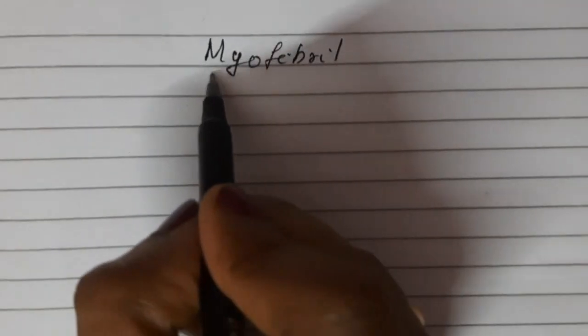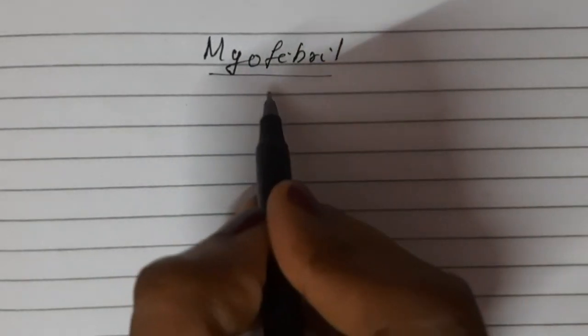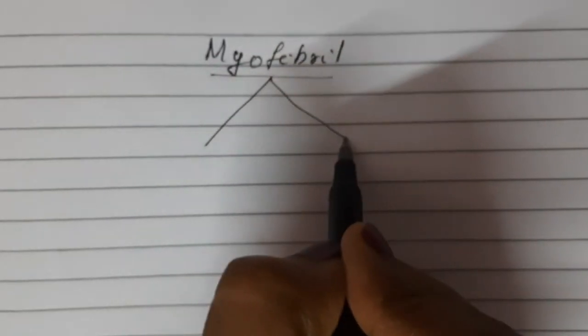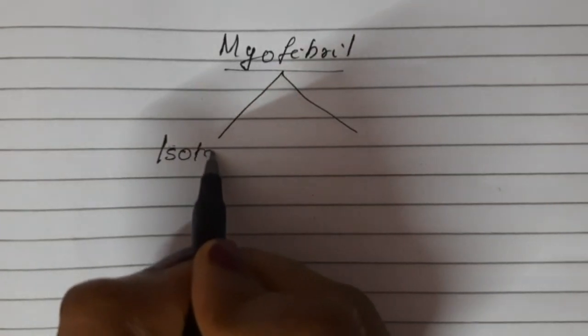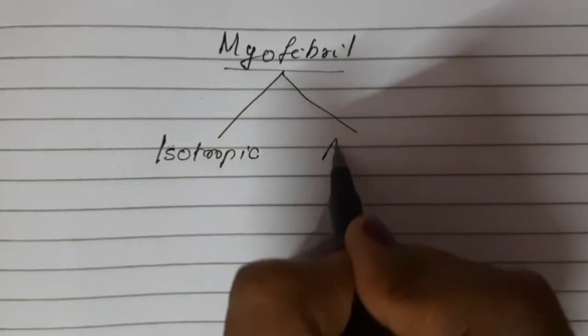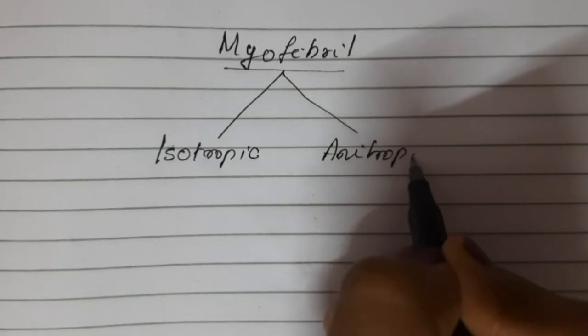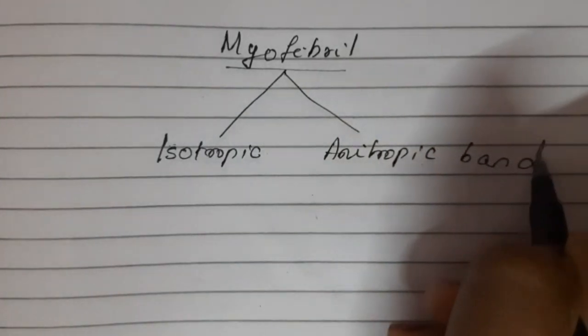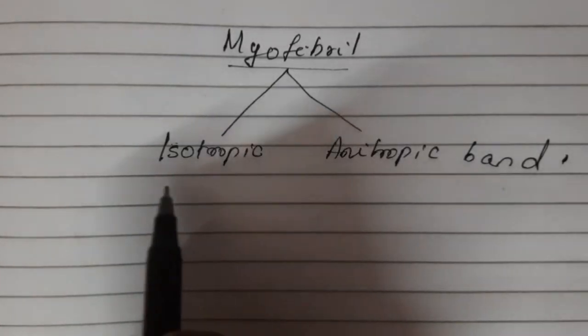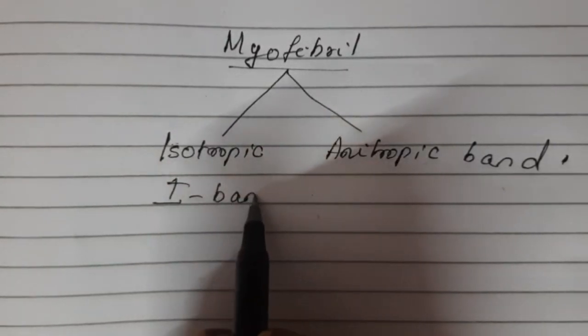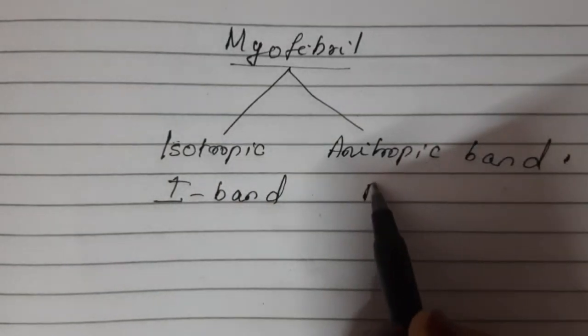The myofibril or the myofilament has got alternate dark and light striations because of two contractile proteins in them, actin and myosin. So these bands are called isotropic band and anisotropic band. The isotropic band is otherwise called I band. Anisotropic band is called A band.